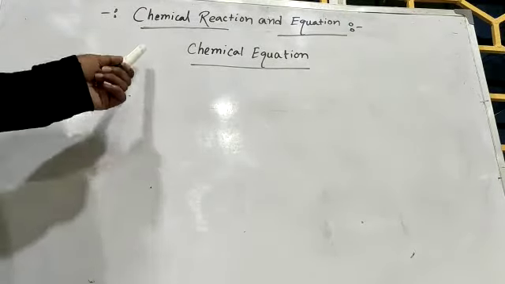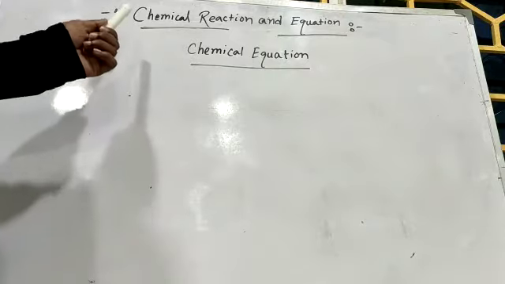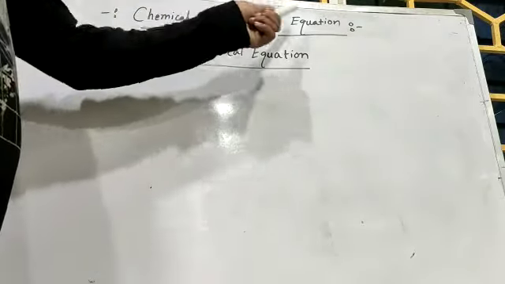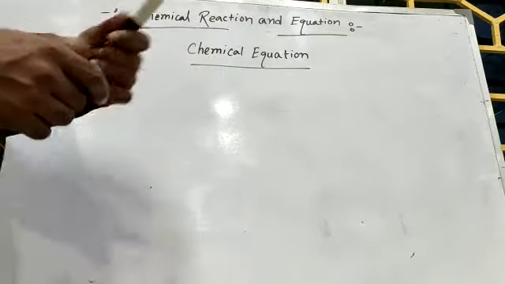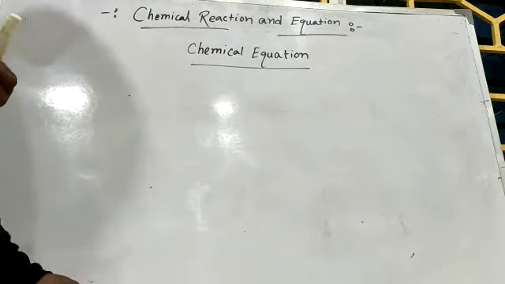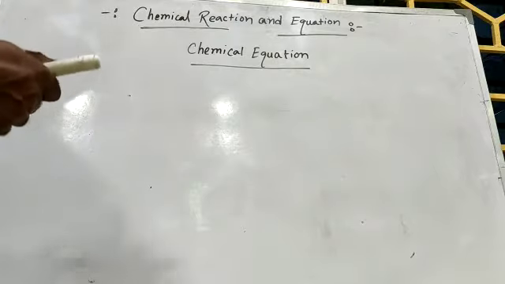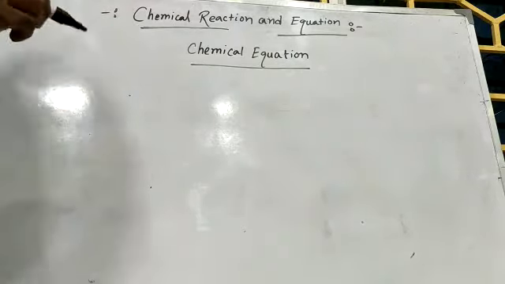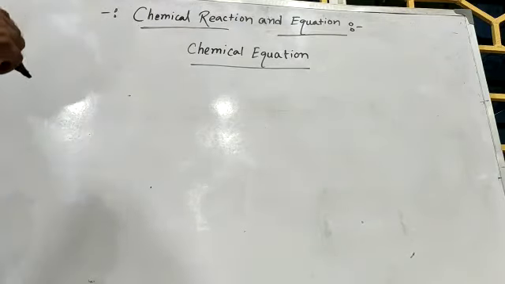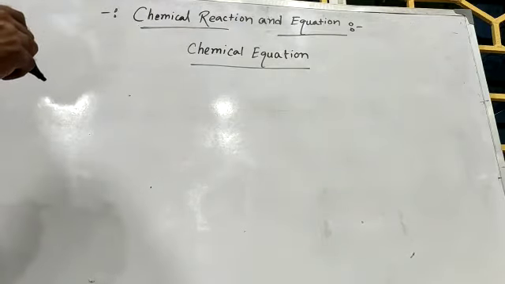Today in this video we will discuss the lesson chemical reaction and equation, and today's topic is chemical equation. I explain chemical equation with an example. We know magnesium burning in air or oxygen gives us magnesium oxide.